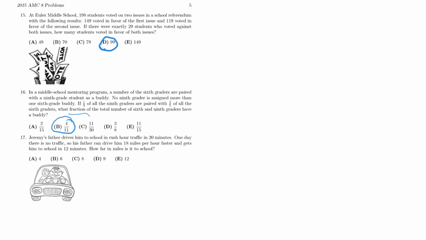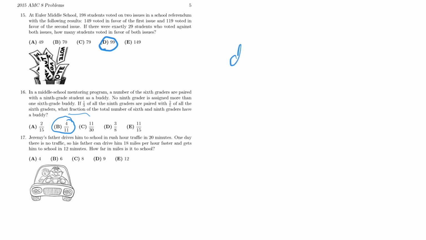Number 17. Jeremy's father drives him to school in rush hour traffic in 20 minutes. One day, there is no traffic, so his father can drive him 18 miles per hour faster and get him to school in 12 minutes. How far in miles is it to school?